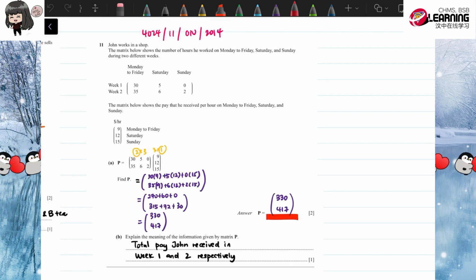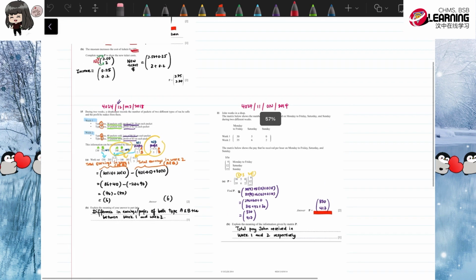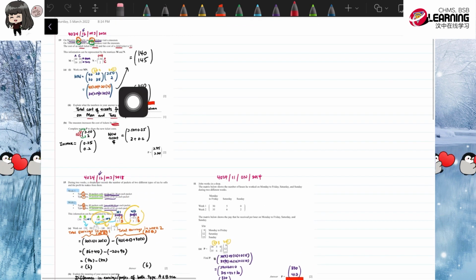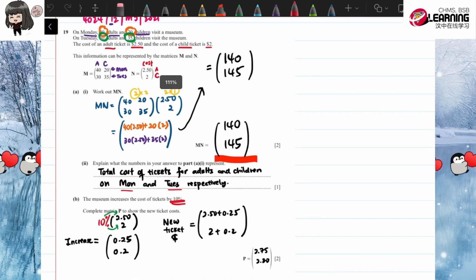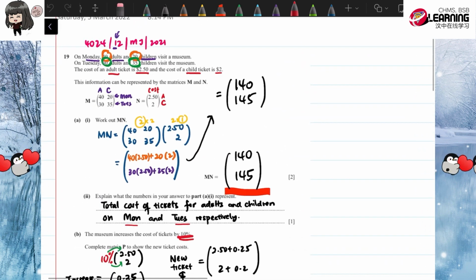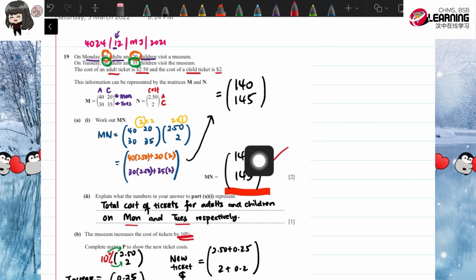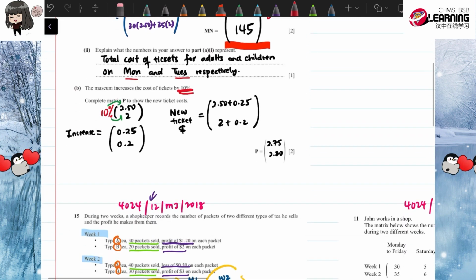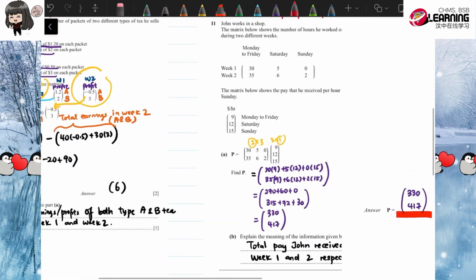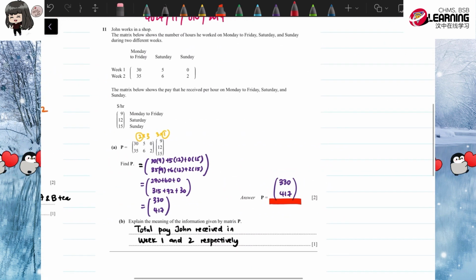So this is the answer for question 11, the last question. There are 3 questions altogether, right? These 2 questions I've taught you how to do. And let's look at your number 19 first. The other day, I asked you guys to find out the answer on your own, right? Okay, so the answer here is 140 and 145. Please tick your answer.